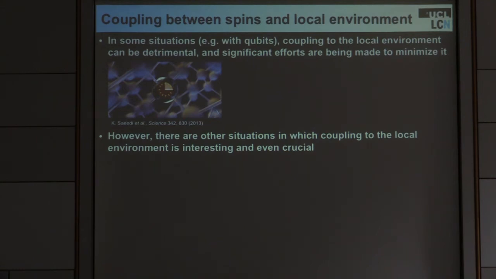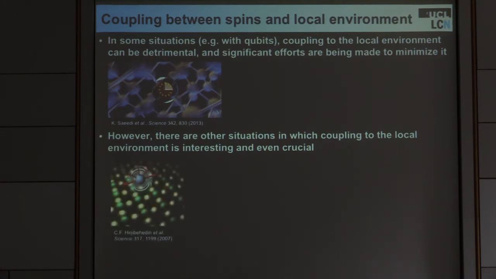What I would like you to think about is that there are some situations where coupling to the environment can actually be interesting and in fact even crucial for getting the novel science that you want out of the system. So where might that be the case? Well, I'll tell you a little bit about magnetocrystalline anisotropy, so coupling to the external lattice to get spin stability.